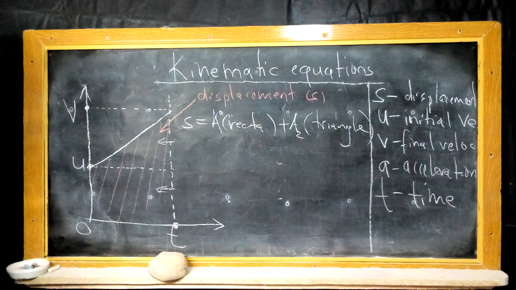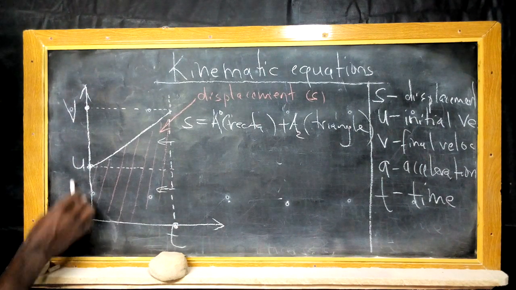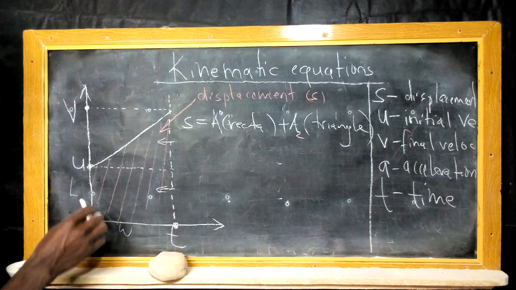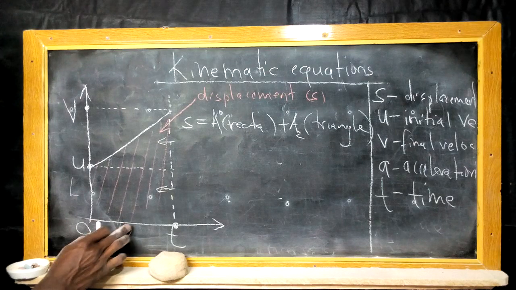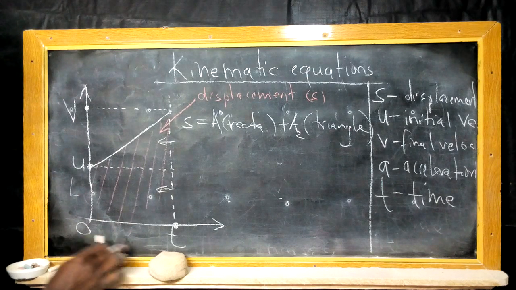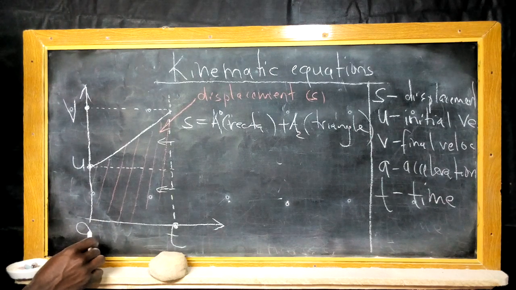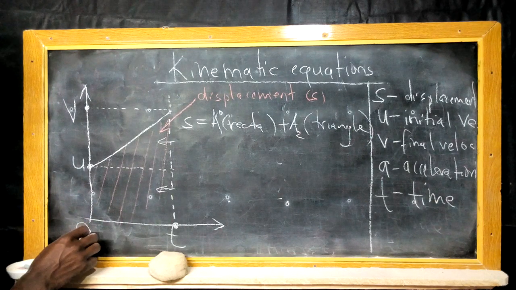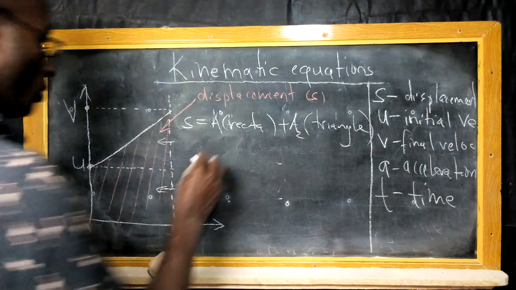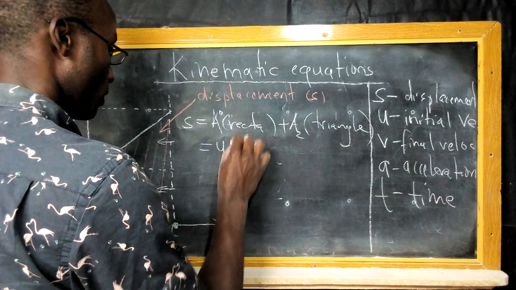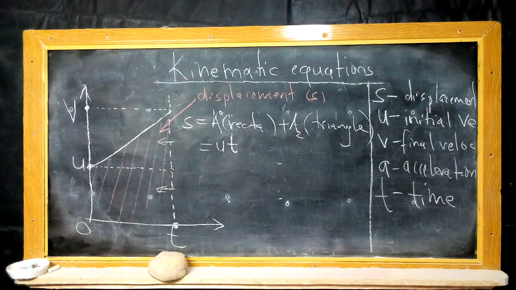As we have said, we are just going to use these initials. For this case, the area is length times width, having identified that this segment below here is what represents the triangle. So in that case, the width is from point O to U, and the length is OT, which we can represent as U times T. So the area for the rectangle is UT.